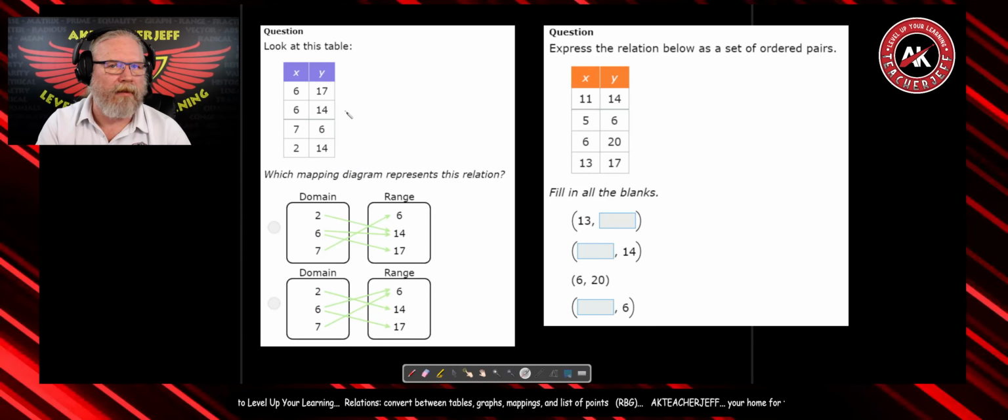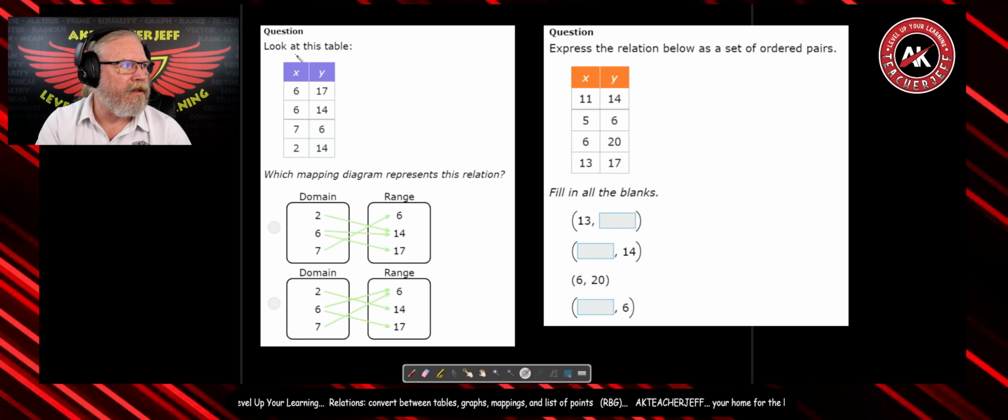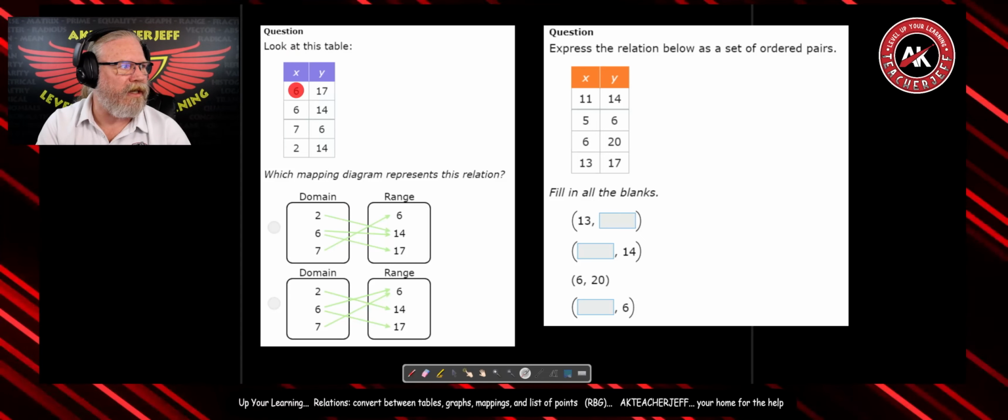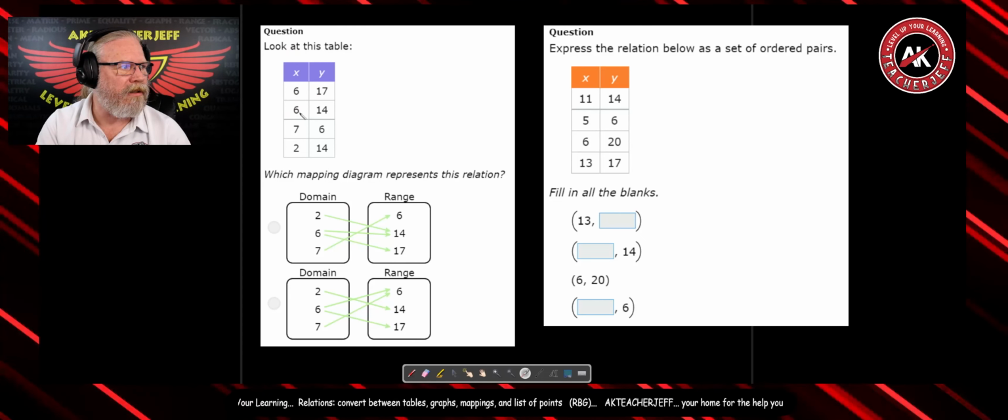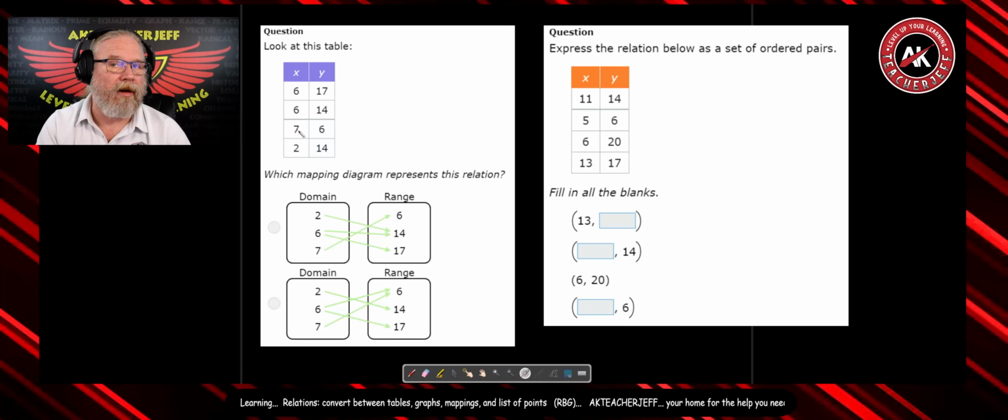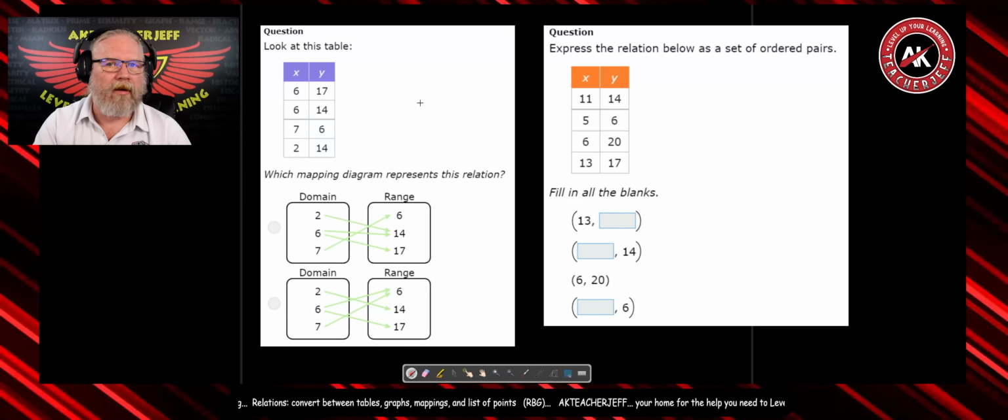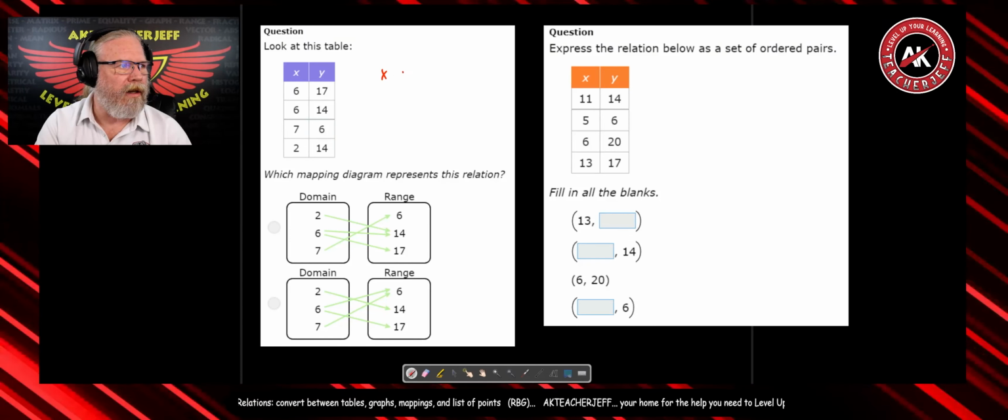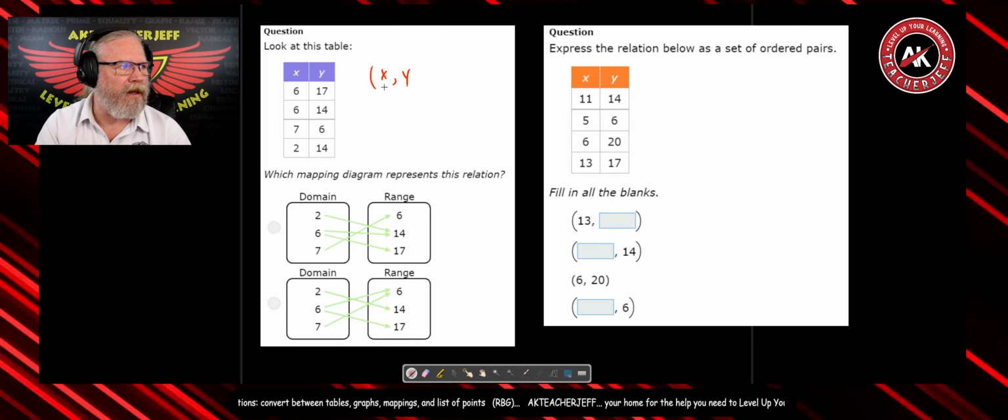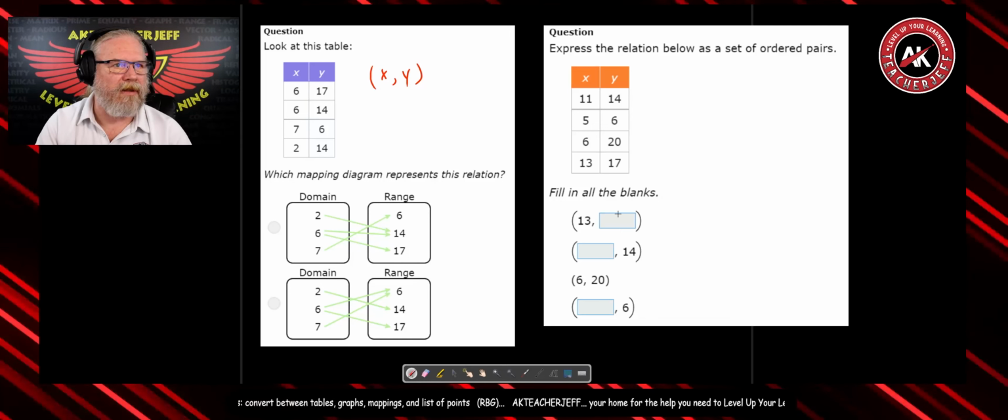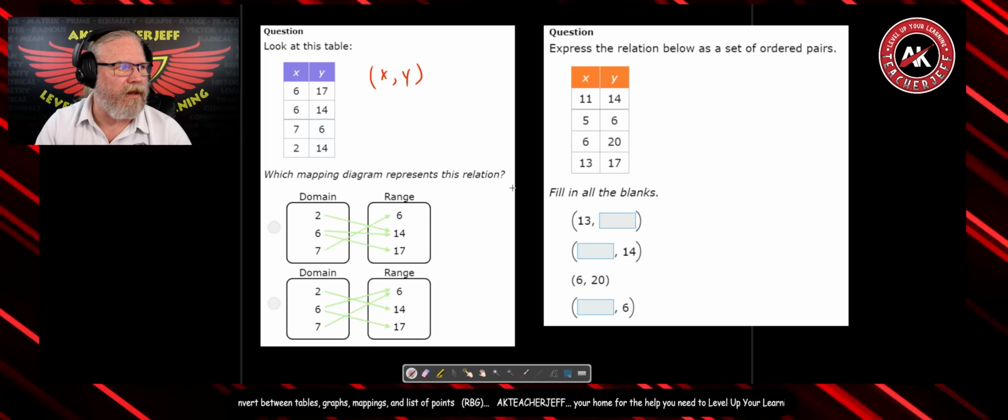Looks like we're going from a table to a mapping. It says, look at this table. Here we have 6 mapped to 17, and 6 with 14, which are also ordered pairs. Real quick, talking about ordered pairs: ordered pairs are an x value and a y value separated by a comma and contained inside of parentheses. We see some ordered pairs over here in the next problem, don't we?